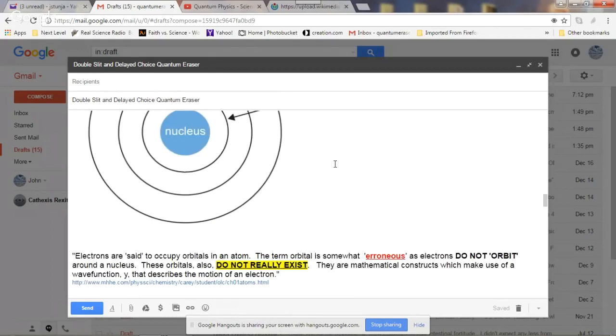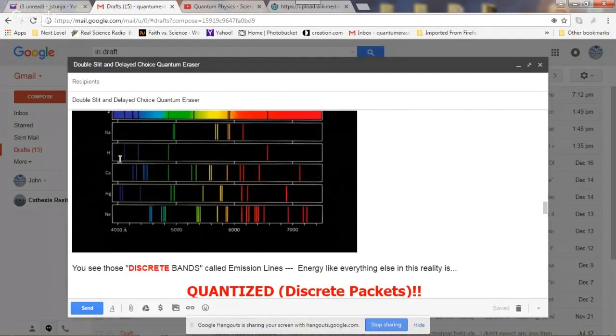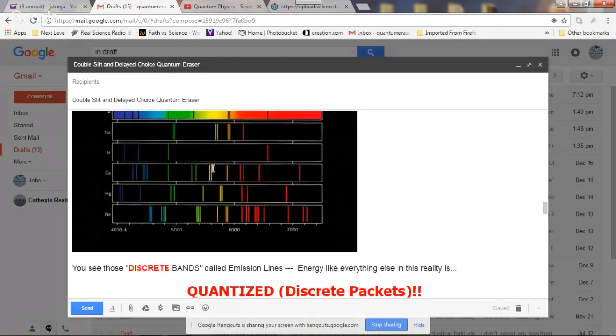And what does that validate? And how do we know that? Well, because of this: spectroscopy. Emission and absorption spectra. You see, I have different atoms in here. I got sodium, hydrogen, calcium, neon, and mercury. So what this is saying is, you see these discrete bands? They're called emission lines. And emission and absorption, which is right above, is the same. It's more or less the different sides of the same coin.